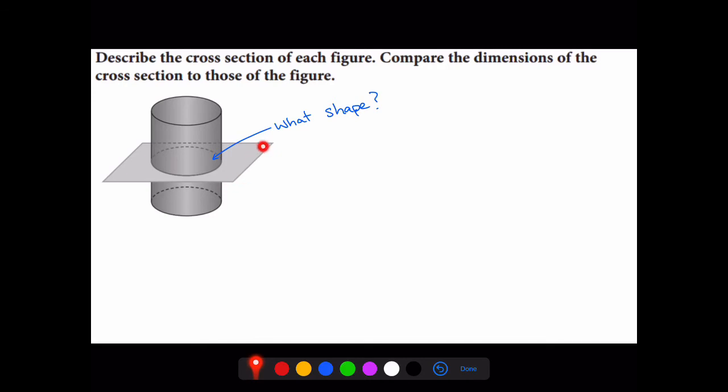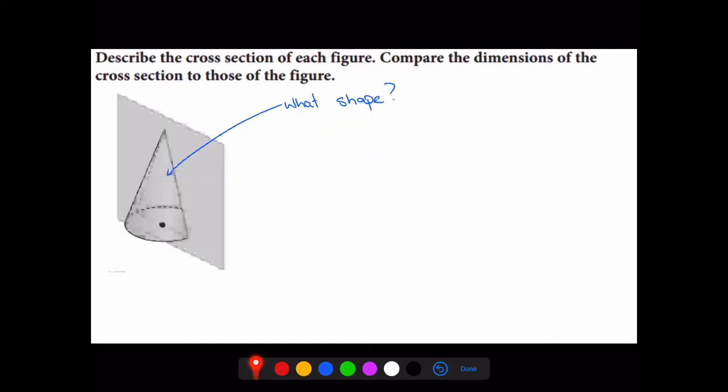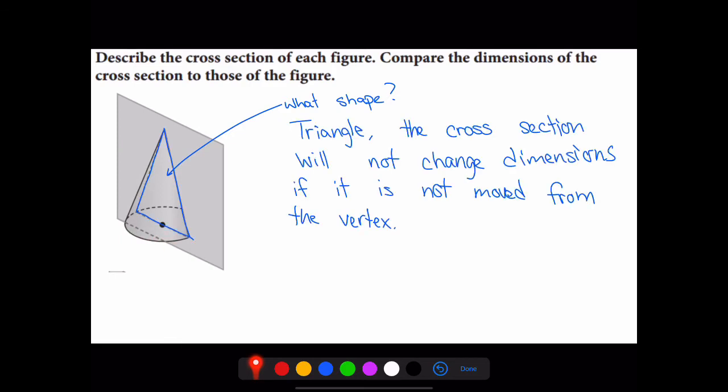If I were to take this plane and cut this cylinder right here, what is the shape? Well, it's a circle. And if I were to take this plane and cut it anywhere that's perpendicular to where I already cut it, we would notice that the cross-section does not change for parallel planes, no matter what. So that's a nice thing to know, that cross-sections will not change for us. What about this next one? Well, what shape is this? If I were to take this plane and cut it straight through the vertex, as we can see right here, and it's not going quite through the center, well, this shape would be a triangle. So it creates a triangle for us.